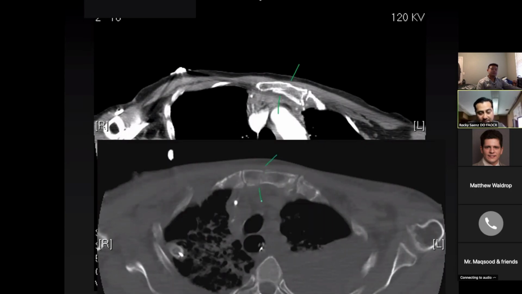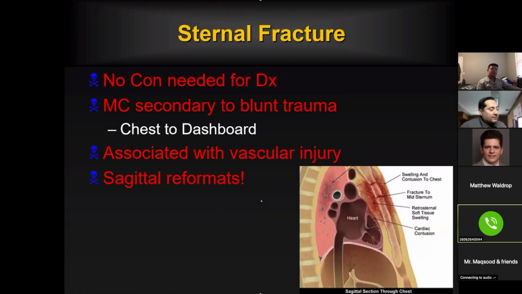Absolutely. The other thing you have to say on this case, because of the mediastinal hematoma, you have to exclude great vessel injury. So you look at those vessels very closely and make sure one of them is not leaking.